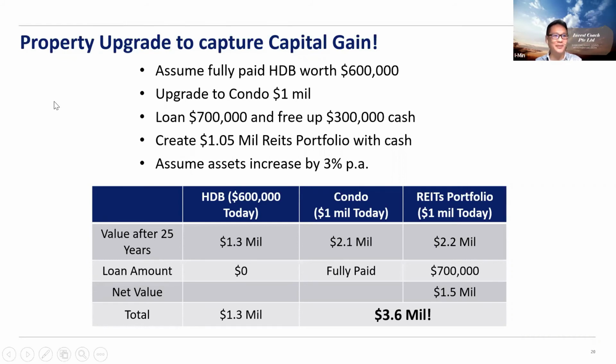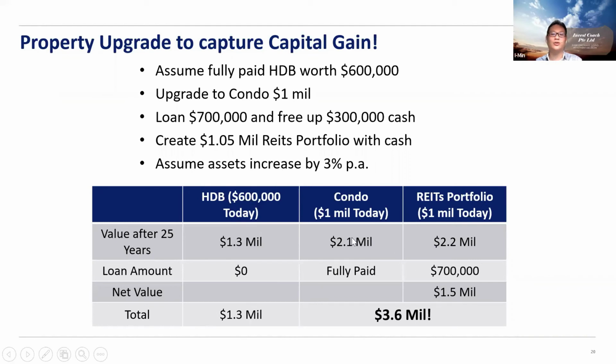So the end state is this. Let's say, for example, I just stick to HDB, assuming that all the assets increase by 3%. Let's say I just stick to HDB, 600,000, I don't do anything. So 25 years later, I got 1.3 million. Obviously I have no loan, total I make 1.3 million. But let's say I go to this exercise, I sell my HDB, 300,000, go and buy a new condo, 300,000, go and do margin on REITs.